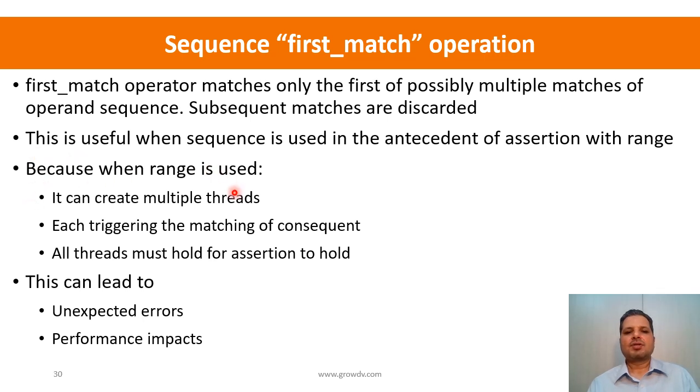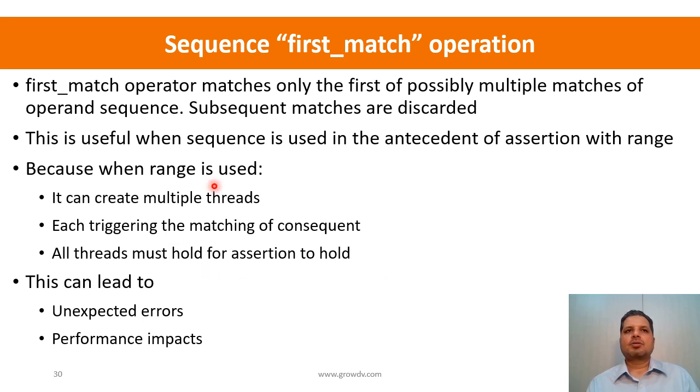Because when you use a range, it creates multiple threads, and what those are we will see with the example, each triggering the matching of a consequent. So when you put the range of delays, for each value of the range, a thread gets created, and it will start looking for the matching of the consequent, and then all the threads must hold for the complete assertion to pass.